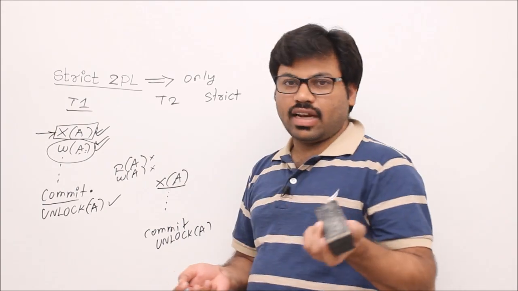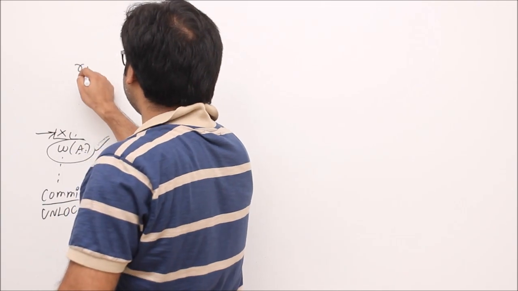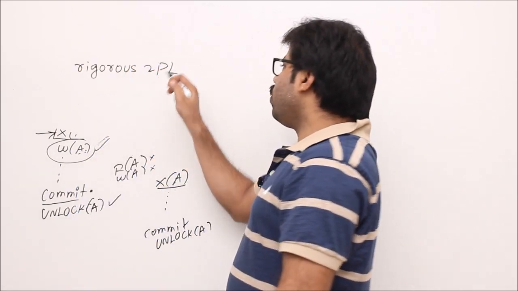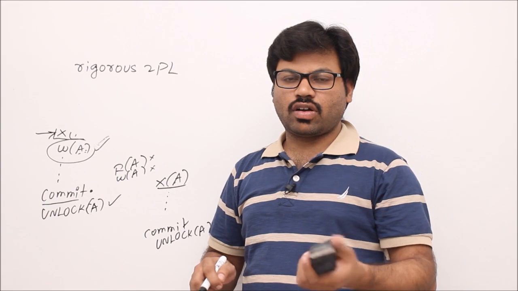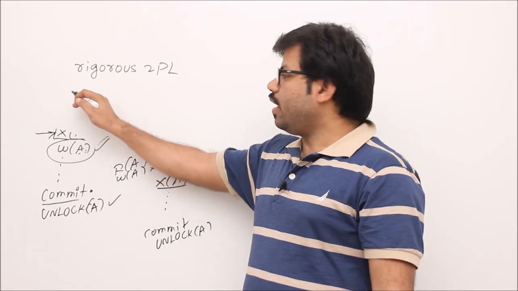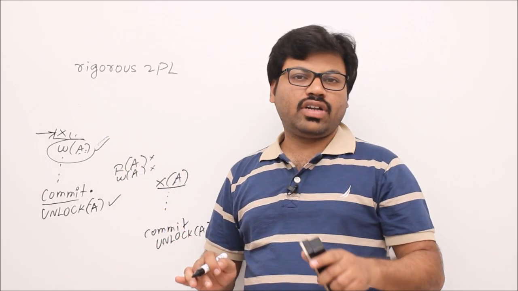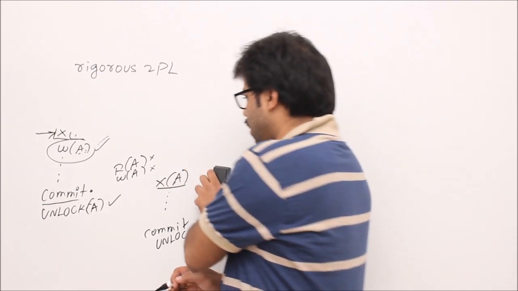Remember it. Now we'll see another variation, that is rigorous 2PL. In rigorous 2PL, not only the write lock, that means not only the exclusive lock, even the read lock is also completely blocked. That means every read and exclusive lock will be released only after commit of the transaction. We will see that.